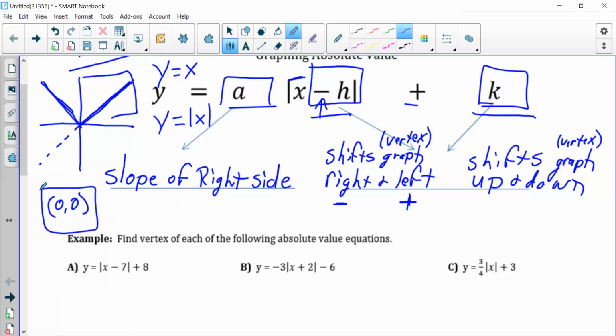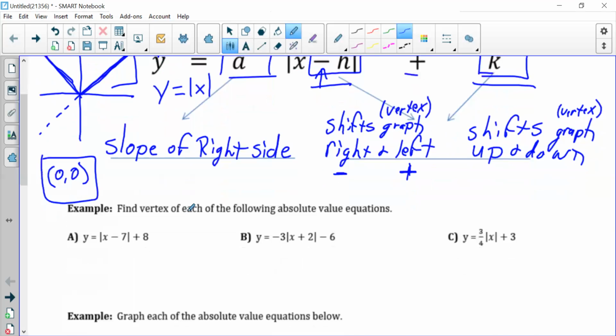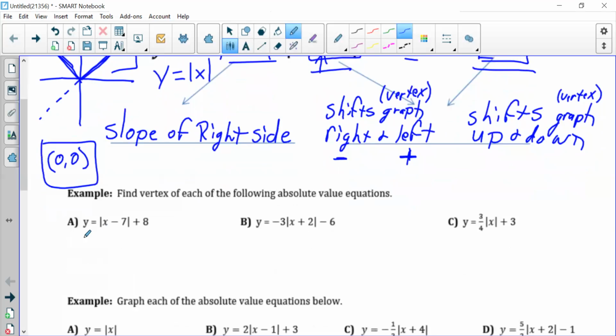Okay, so let's look at our first example. We have y equals the absolute value of x minus 7 plus 8. This says that I am going to shift my vertex 7 places to the right. Remember we said that negative means it goes to the right, and then I'm going to shift it up 8 places. So if I started at the origin, which is 0, 0, if I went right 7 and up 8, what is my new coordinate?